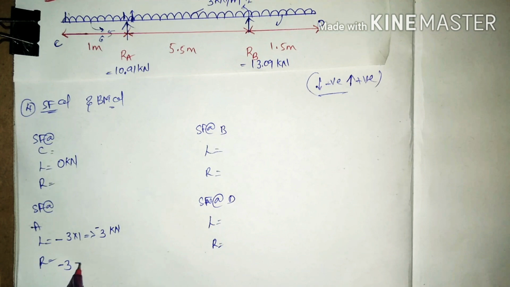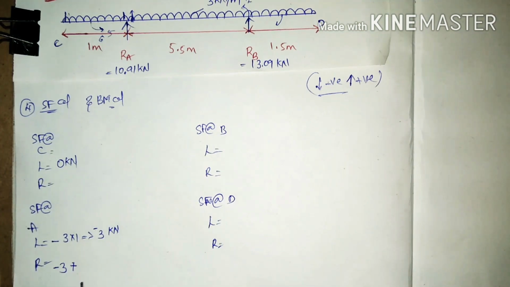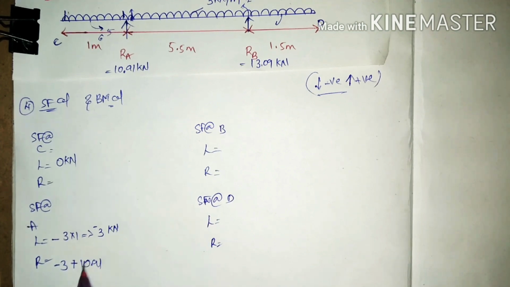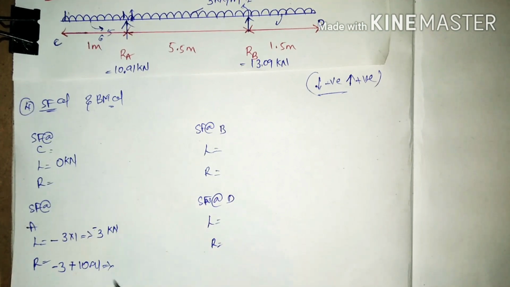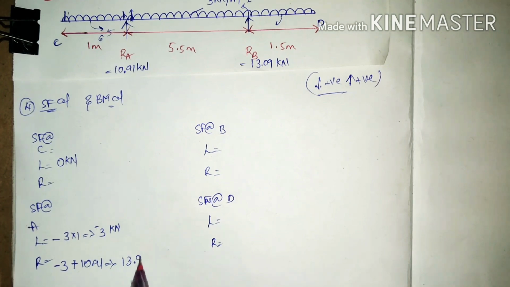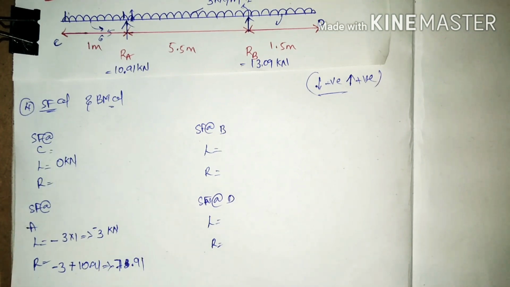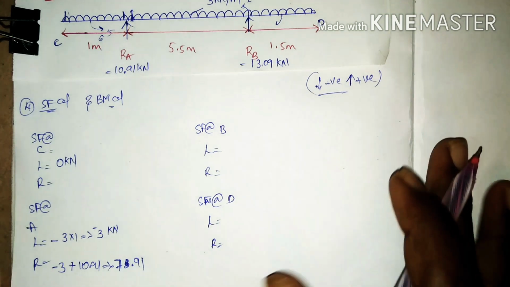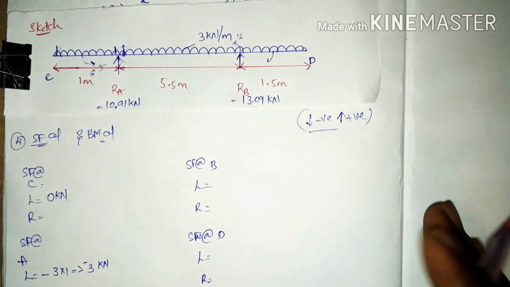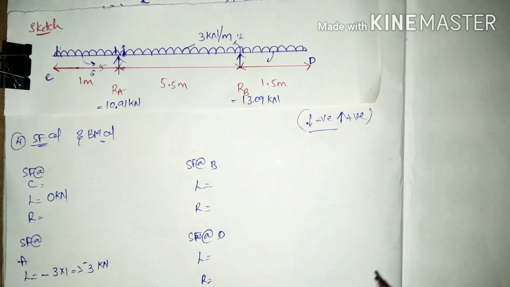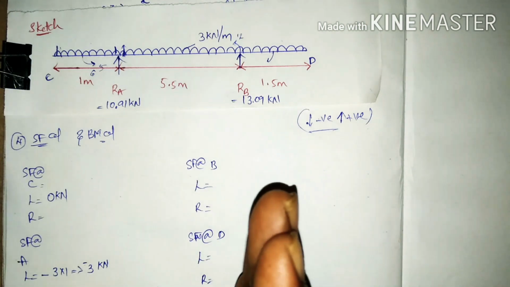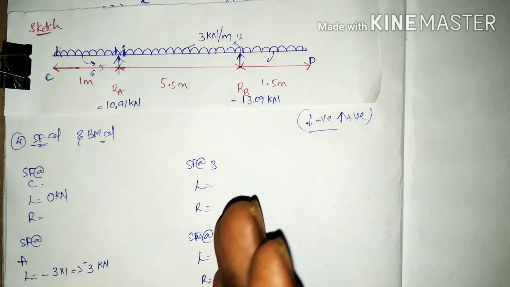For the right we are having a positive, because of the upward direction of RA, the value of RA is positive 10.91. The value is going to be 7.91. And moving on to B, for the left of B we are having the UDL in the downward direction, such that I am going to continue from the right of RA, so it is going to be the same value.